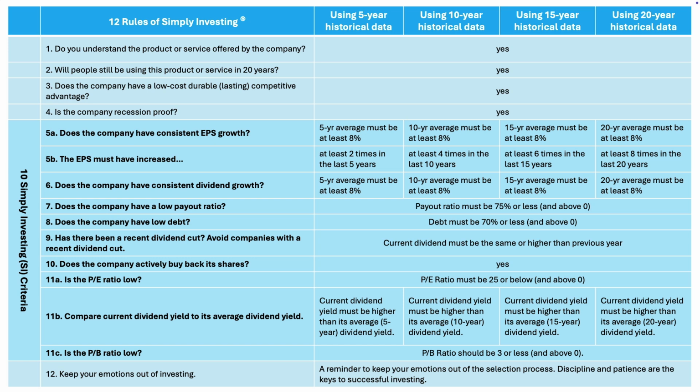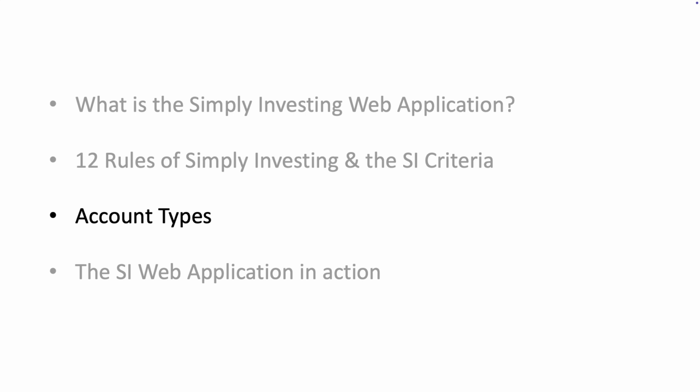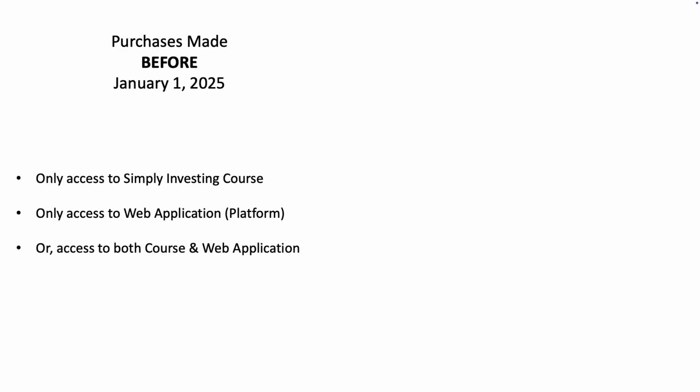Now, not to worry, there's a lot of numbers, a lot of text on the screen here. The platform, which we used to call it, is now the web application. The web application is going to make this very simple, very easy to follow. And I'm going to show you exactly that in just a couple of minutes here. So the next thing we want to talk about quickly are the different account types that you will be using to access the Simply Investing web application.